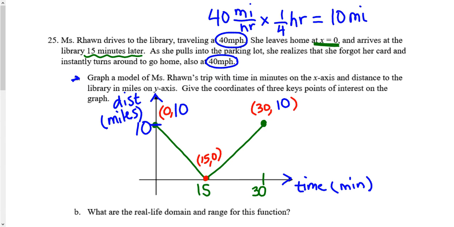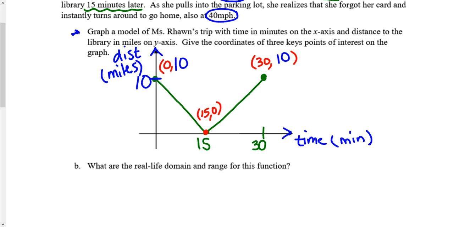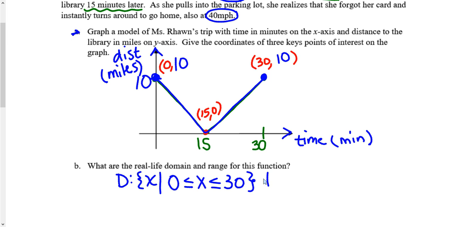All right, so B says, what are the real life domain and range for this function? So you notice my graph didn't have arrows on the ends. It stops and starts. So my domain would be my x values. My x values start over here at 0, and they continue for 15 minutes in either direction. So that was 0 is less than or equal to x, which is less than or equal to 30. And that would be the time in minutes. I'm going to write that down too, what it means.